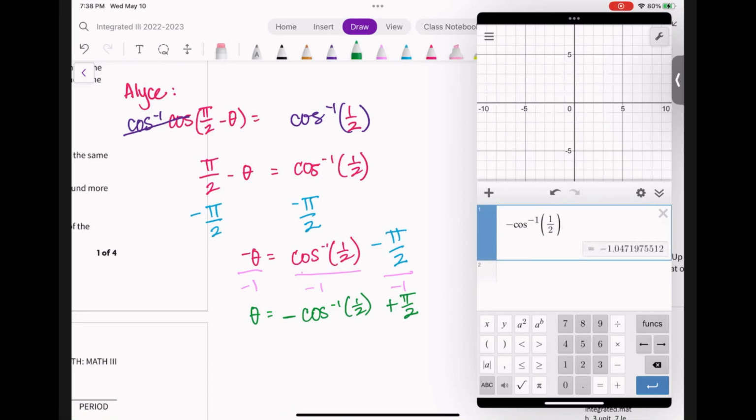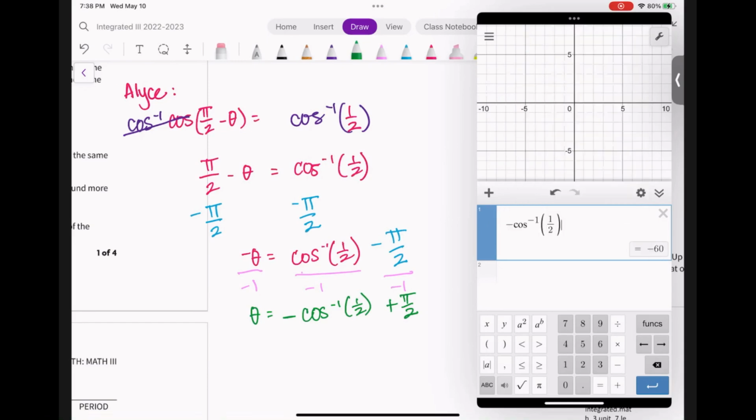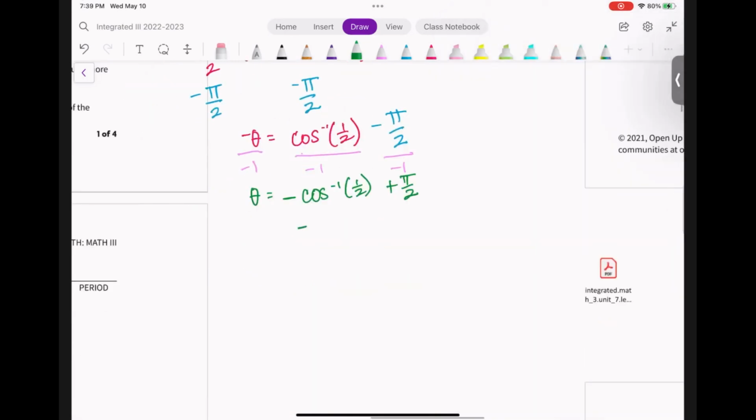And so it gives me this funny answer here. So I'm going to hit degrees and see if it's a negative 60. So I'm going to say that this is negative 60 degrees here, and then it says plus pi over 2. So this is like talking about things in hours and seconds. So you want to keep your units the same.